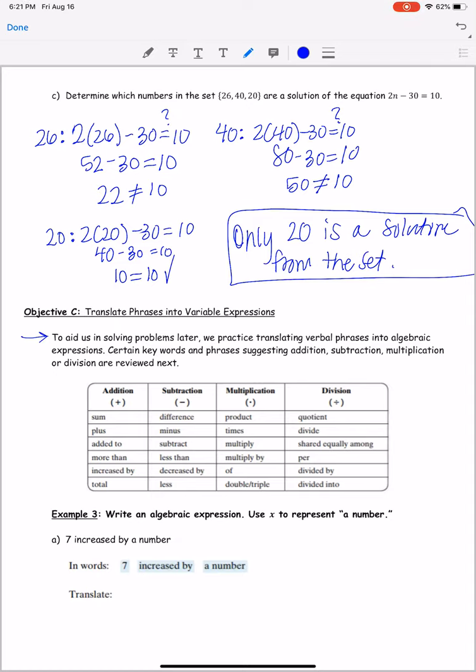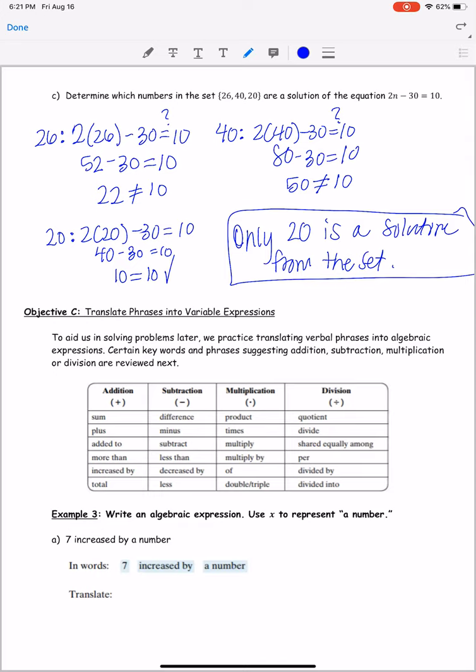Certain key words and phrases such as addition, subtraction, multiplication, or division are reviewed next. So you have a list here. When it says something like add, plus, added to, more than, increased by, total, those are your key words that we're using addition. Difference, minus, subtract, less than, decreased by, less, those are all your key words for subtraction. Product, times, multiply, multiplied by, of, double or tripled, those are your multiplication keywords. Quotient, divide, shared equally among us, never heard that one. Per, divided by, divided into, those are all keywords for division.